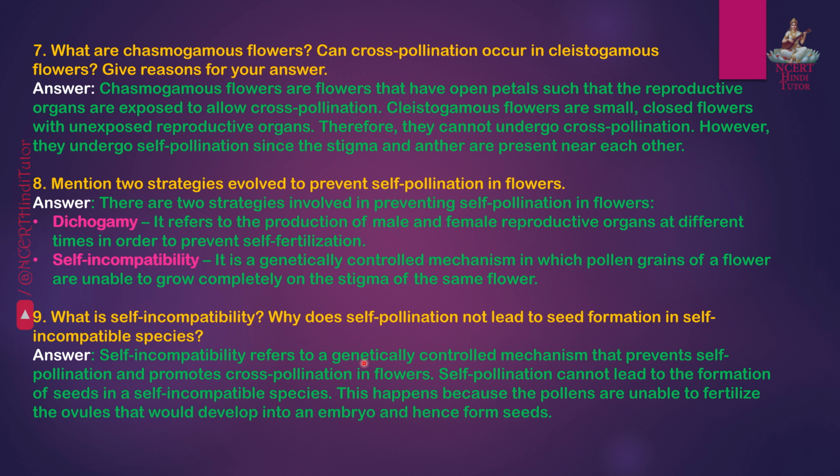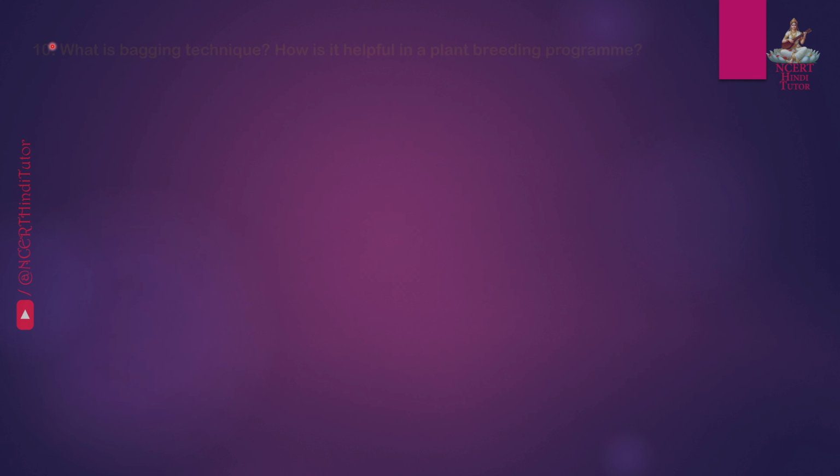Self-incompatibility refers to a genetically controlled mechanism that prevents self-pollination and promotes cross-pollination in flowers. Self-pollination cannot lead to the formation of seeds in a self-incompatible species. This happens because the pollens are unable to fertilize the ovules that would develop into an embryo and hence form seeds.